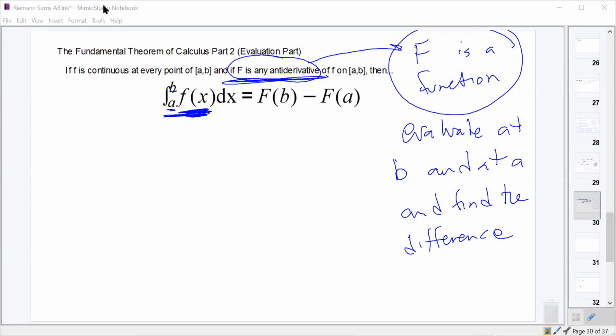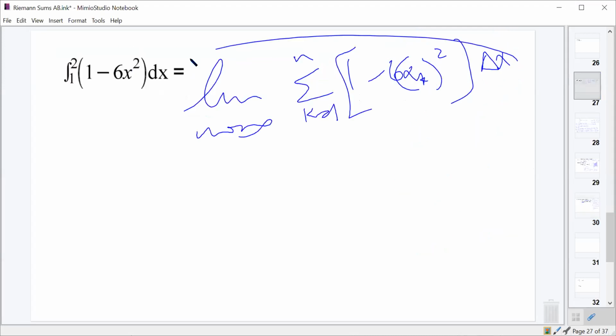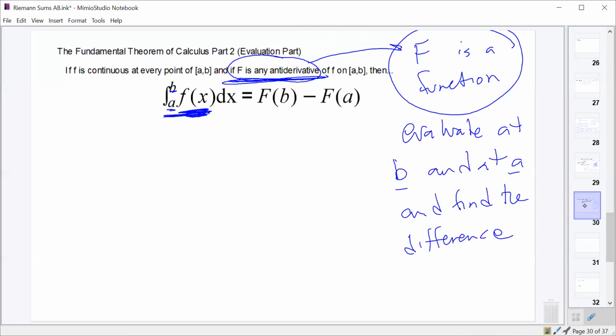Sorry about that. Okay, so what we're going to do is find this function, capital F, that represents the antiderivative, represents the area underneath the curve, and then we're going to evaluate it at B and evaluate it at A, find the difference, and that's going to come out to be the same numerical number that we got from doing all of this work. Does that sort of make sense?